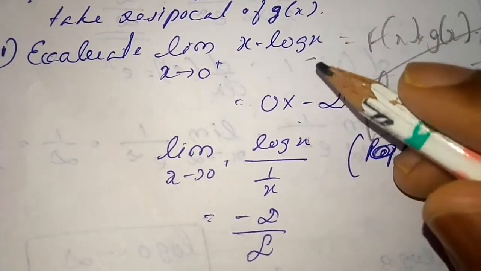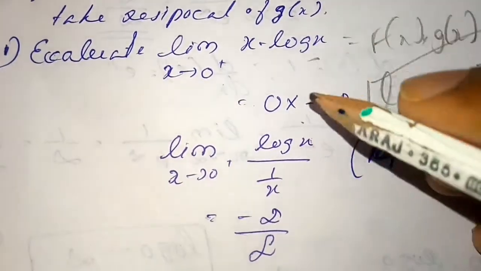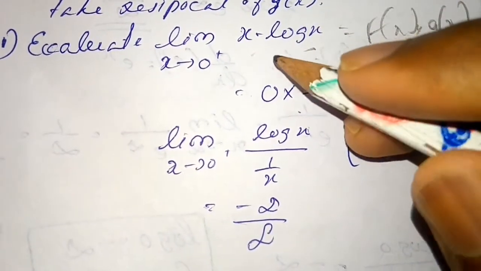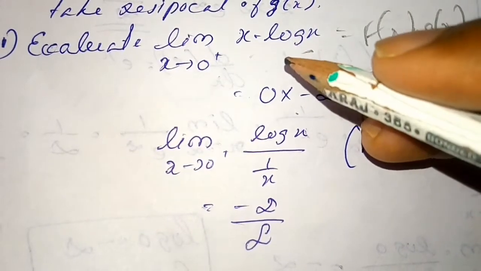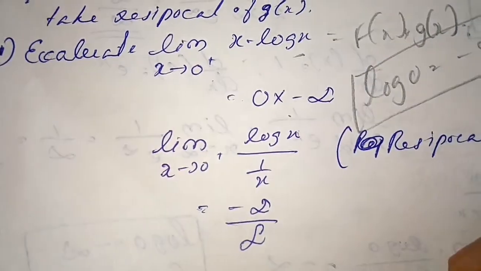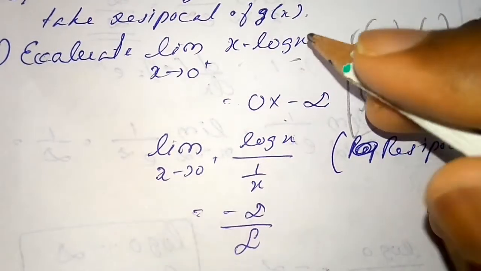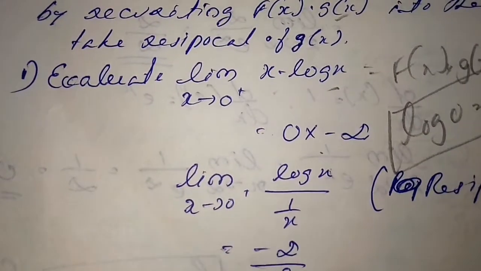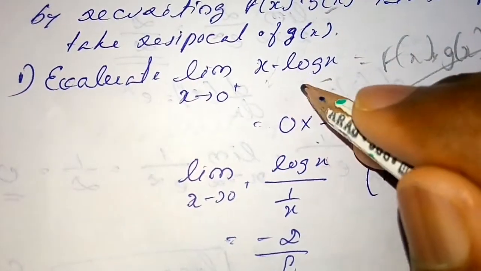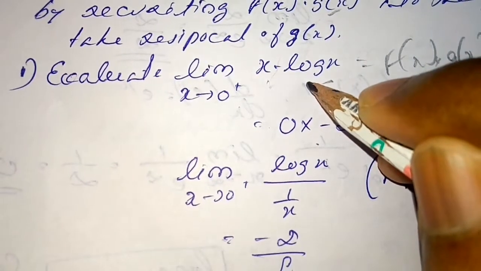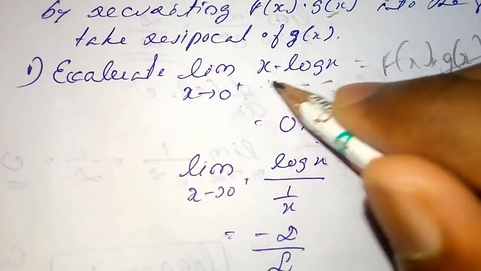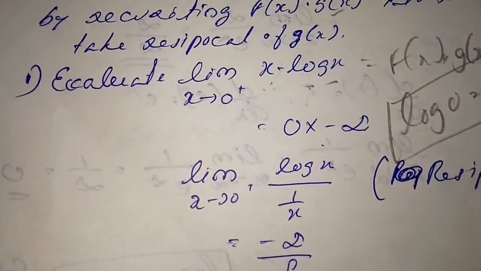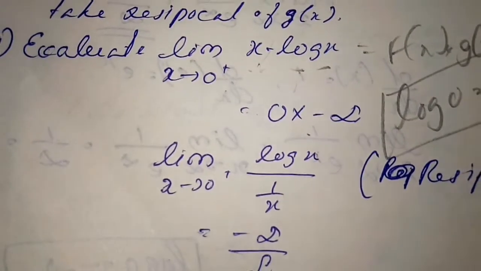So we have to find a solution. As I already said, we have to change f of x into g of x to the form of f of x divided by the reciprocal of g of x. Here, for simplicity, we are reconsidering x as g of x and log x as f of x, because it's a product, so it doesn't matter if we interchange them.